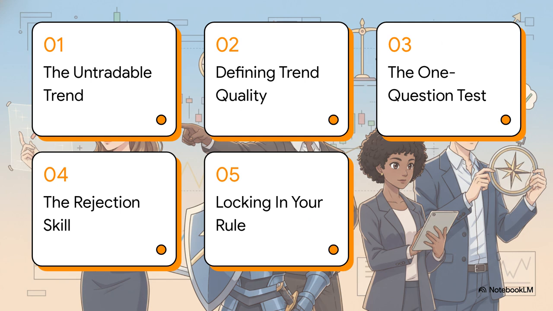Here's the path we're going to take. First, we'll cover the untradable trend. Then we'll get into defining trend quality. After that is the one-question test, followed by the rejection scale, and we'll finish up with locking in your rule.